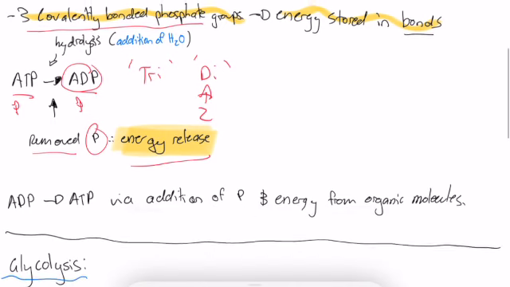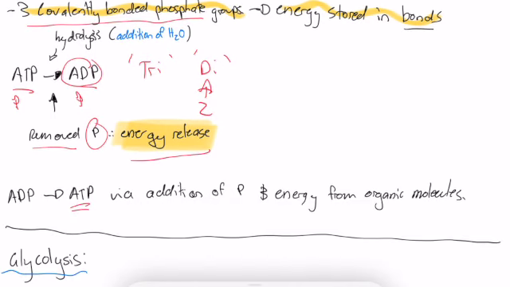So in getting ATP in the first place, we can actually get it from ADP as well. So it's effectively where a phosphate group is added such that we can get that third group in that structure. So this is typically seen from that energy from organic molecules as such.